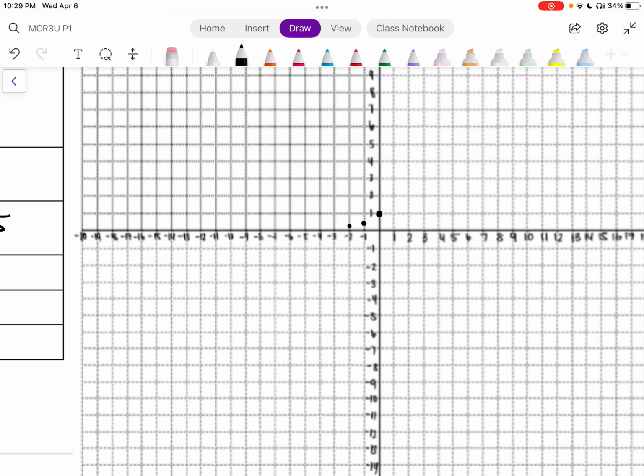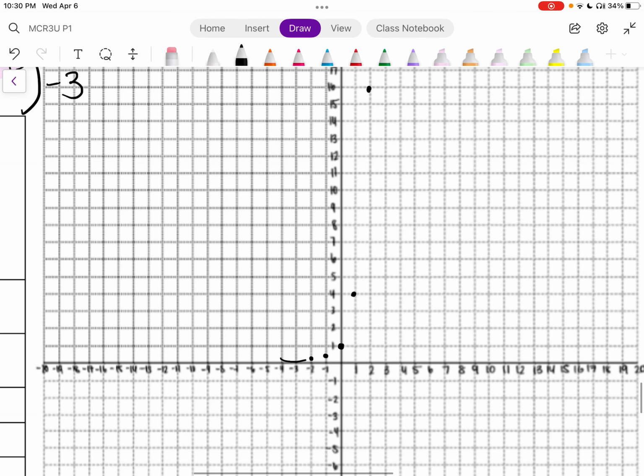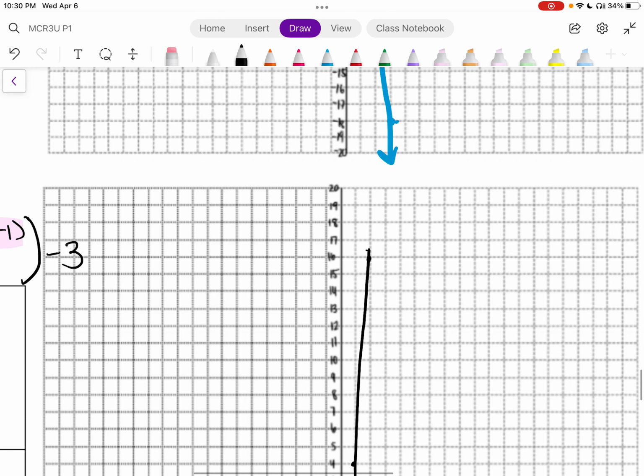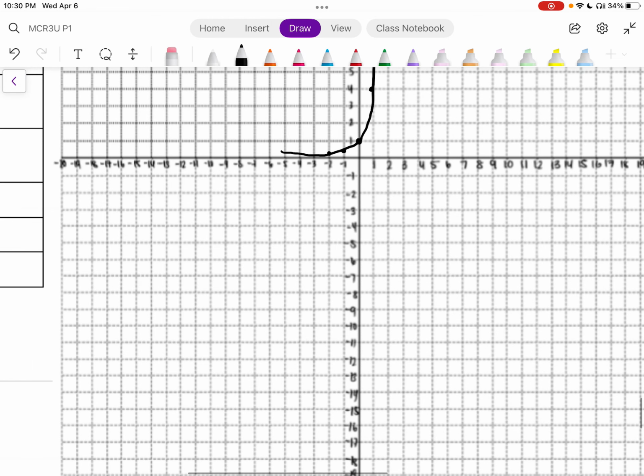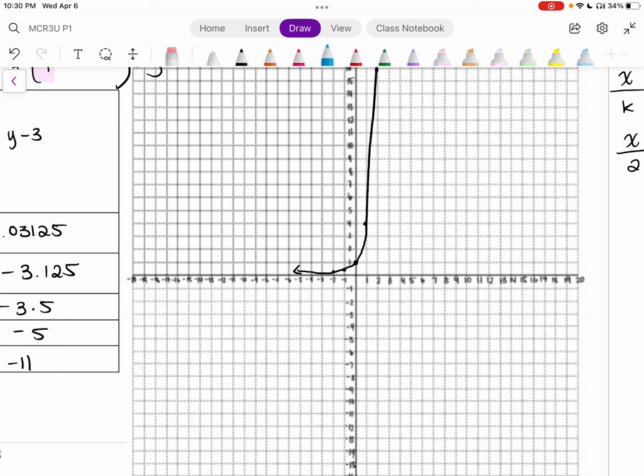0, 1, 1 goes up to 4, 2 goes up to 16, so like right here. So I'm just going to draw this in. Always remember there's an asymptote there going up pretty steep, and that's what it looks like. Okay, so that's my base function. Then I'm going to draw in my other one.